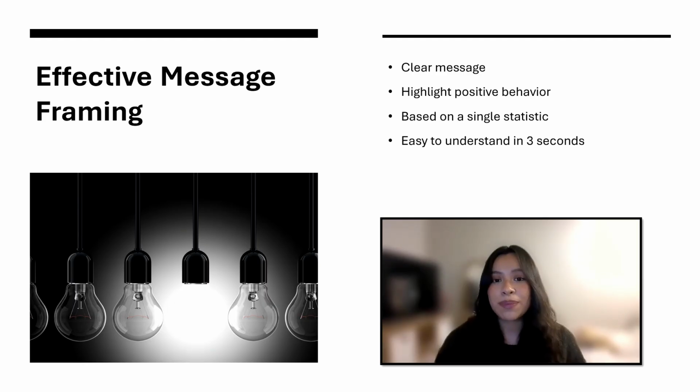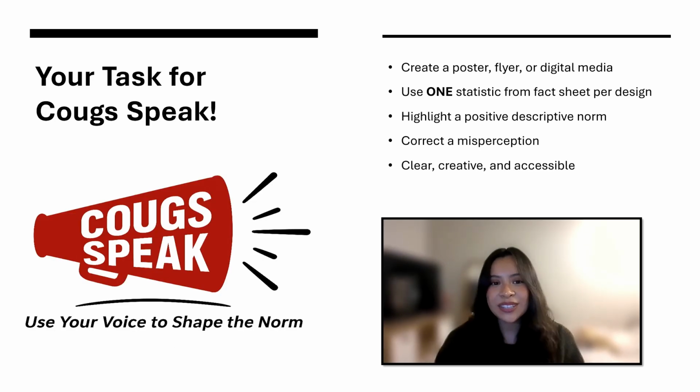Some tips for your message to be effective is that it needs to be clear and strength-based focus, using positive messaging. You should use just one statistic from the fact sheet. Anyone passing by your poster should understand your message in 3 seconds or less. So we're asking you to help us create a poster, flyer, or digital visual for the Cougsby campaign. You must use one statistic from the WSU fact sheet and then turn that into a clear, positive descriptive norm. Make sure your design is simple, readable, and immediately communicates the real behavior most Cougs engage in.